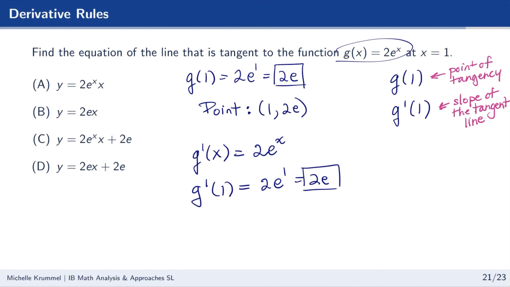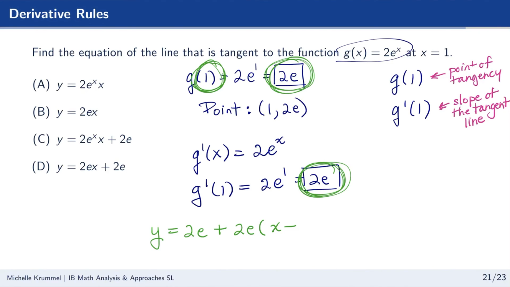So our tangent line equation now is y minus the y coordinate, or we can add it to the other side. So y equals the y coordinate, which is right here, plus the slope, which is right here, times x minus the x coordinate. And that doesn't match one of the answers, so we're going to simplify this. This is equal to 2e plus 2ex minus 2e. And we have some like terms. 2e minus 2e is 0, so this all simplifies to just y equals 2e to the power x.